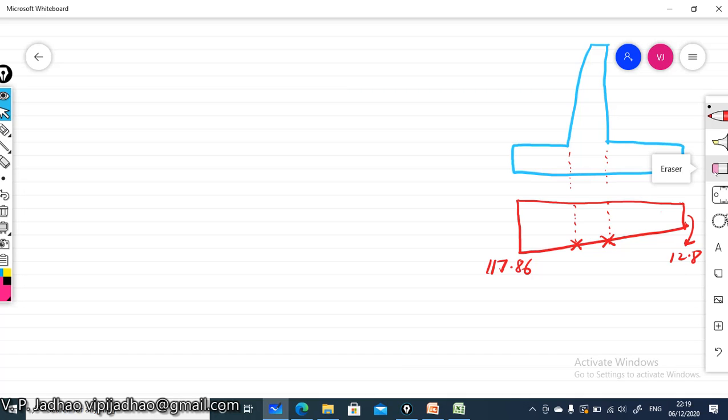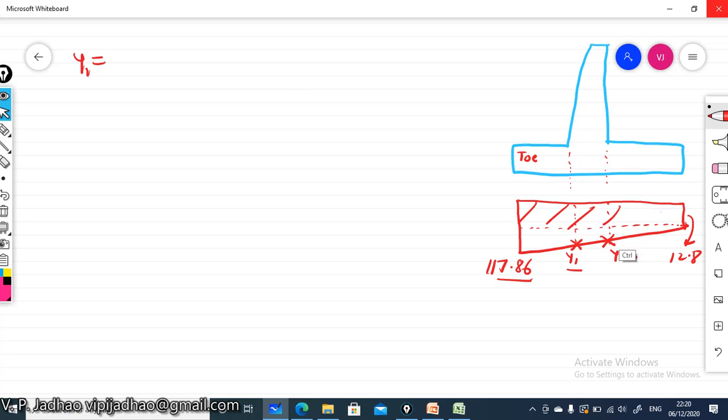Let us consider this is y1 and this will be y2. So y1, how to calculate this y1? We have to design this particular toe slab, so for this we must know these two pressure values here. Y1 can be calculated by dividing this particular pressure diagram in two parts: one rectangular portion, and the remaining triangular portion.